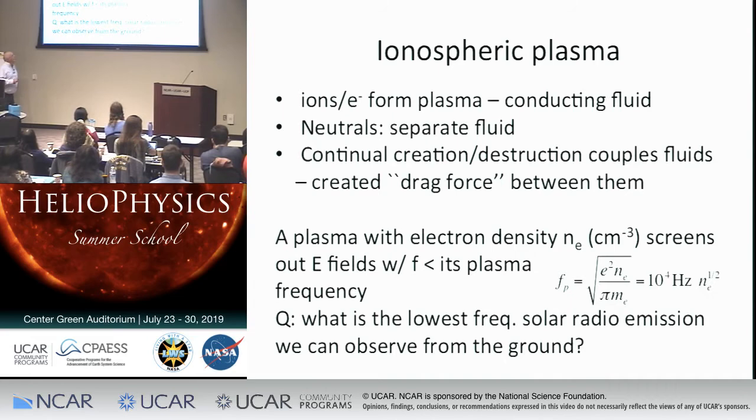One of the reasons this became very evident early on is that if we have a plasma of electron density Ne, it will screen out all electric fields that oscillate slower than the plasma frequency. The plasma frequency is this. It's about 10 kilohertz times Ne to the 1/2.